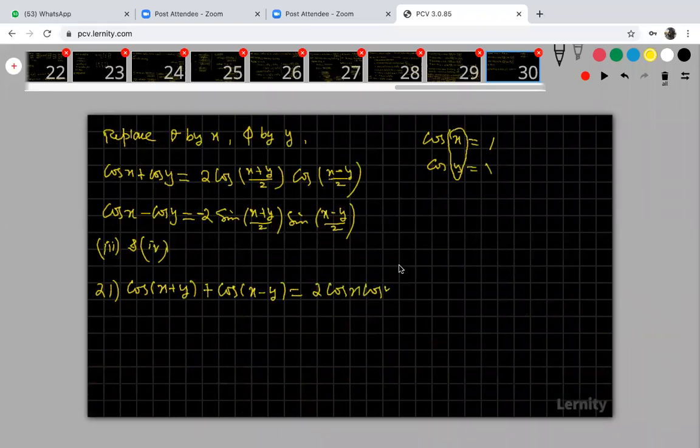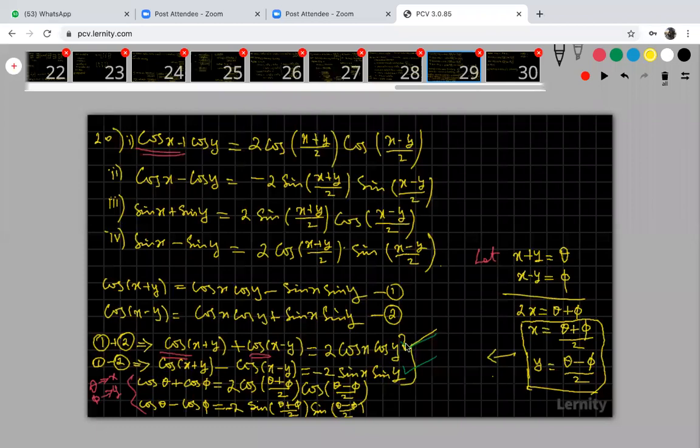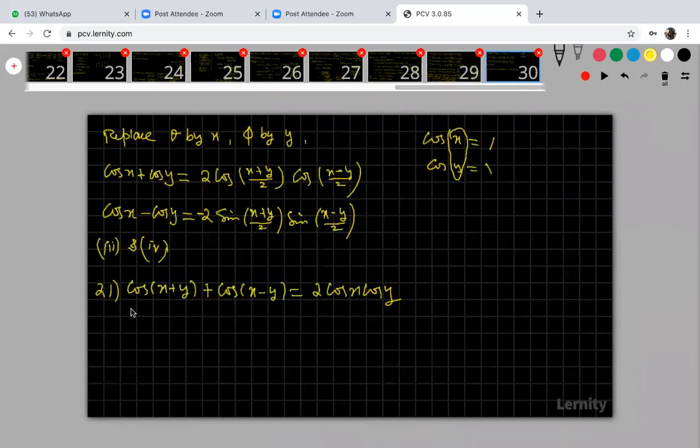Proof already given. These two statements are the proof. This is a known formula. Adding these two, we are getting this. Subtracting these two, we are getting this. This is the proof. No need to write the proof for this because we have already proved it. Cos (x plus y) minus cos (x minus y) is equal to minus 2 times sin x sin y.